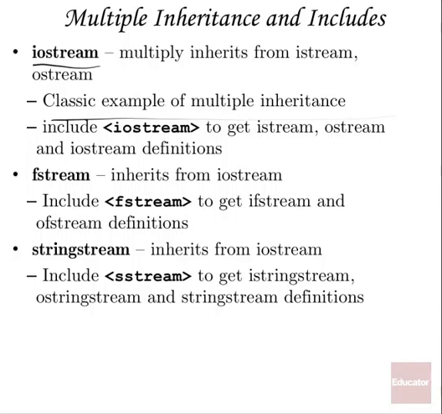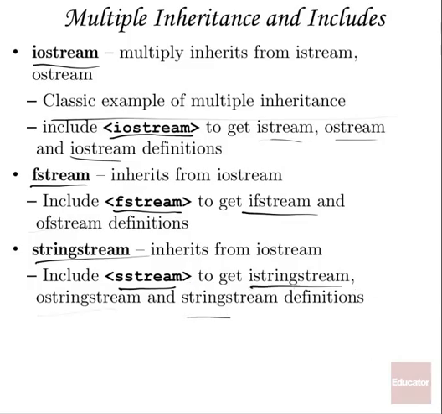Now, to get the istream, the ostream, the iostream, you include the iostream header file. That gives you istream, ostream, iostream definitions. fstream inherits from iostream, so that gives you input and output from a file, or to a file. And you include the fstream header, which gives you the input file stream, the output file stream, and the file stream objects. And stringstream inherits from iostream also. Again, now we're talking about istringstream, ostringstream. They didn't spell this out for their header file, so it's just sstream, which gives you istringstream, ostringstream, and stringstream definitions in that particular include file.